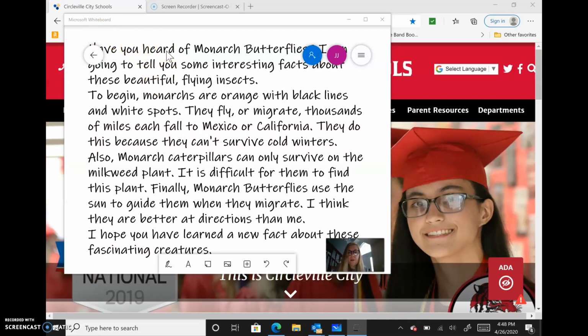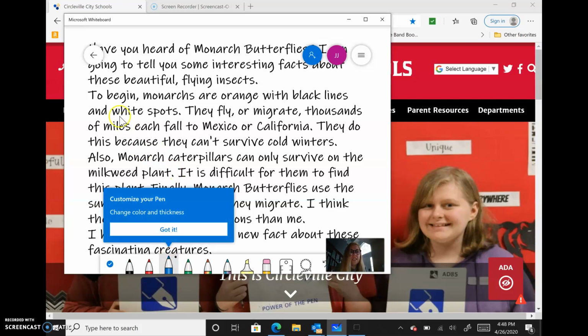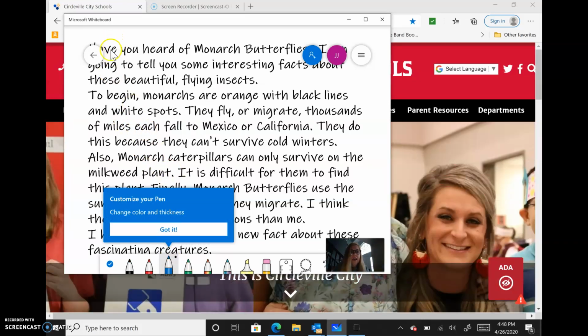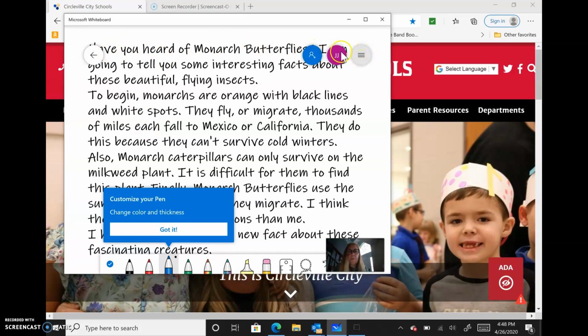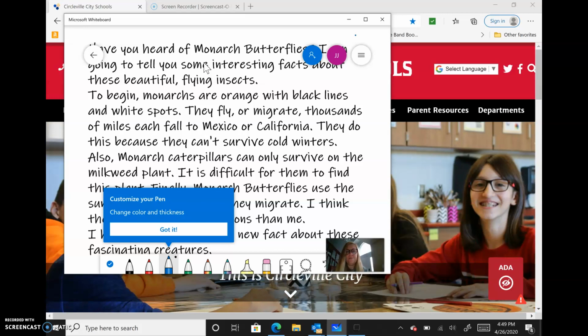So when you type your informative paper, you're going to need to include an introduction. So my introduction is: Have you ever heard of monarch butterflies? I'm going to tell you some interesting facts about these beautiful flying insects. So now you know when you read those first two sentences that I'm telling you about monarch butterflies.